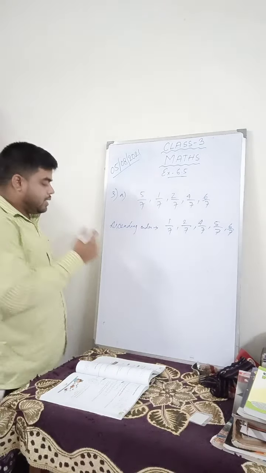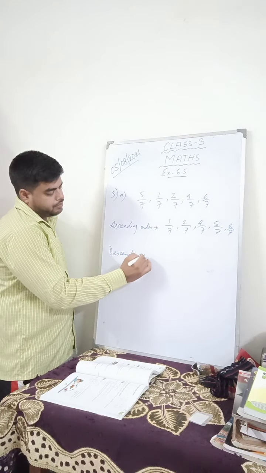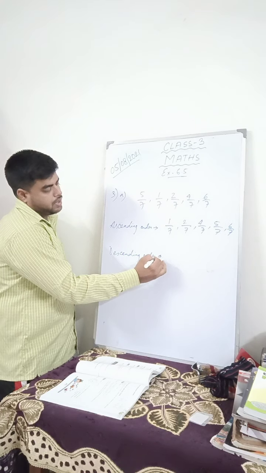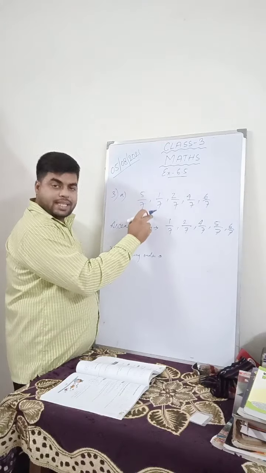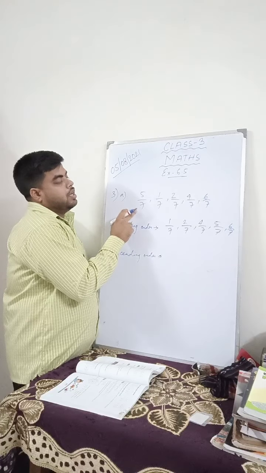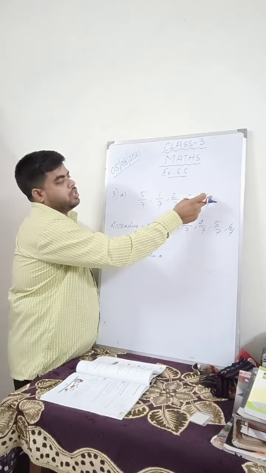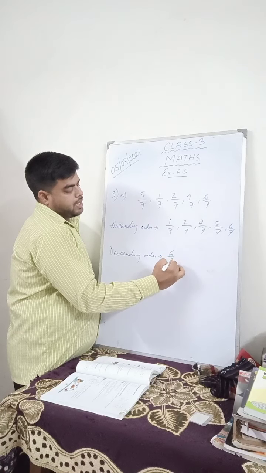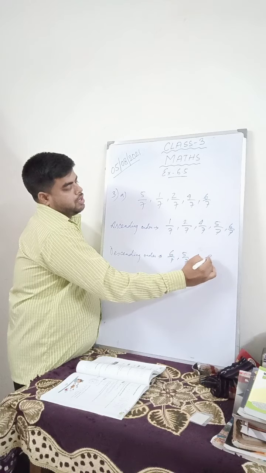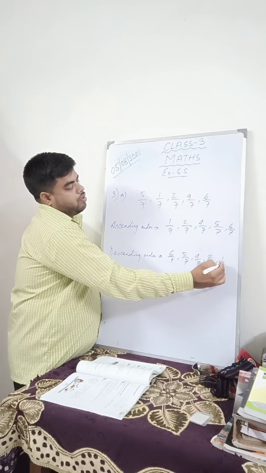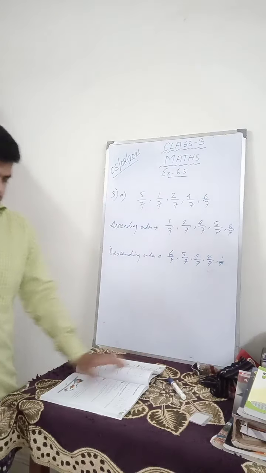Now in case of descending order, descending order means greatest to smallest. So you see I am doing the same sum using greatest. Now when the denominators are same, the greatest numerator is the greatest fraction. So which one is greater? 6. 6 by 7, 5 by 7, 4 by 7, 2 by 7, 1 by 7. So children, I hope you have understood this.